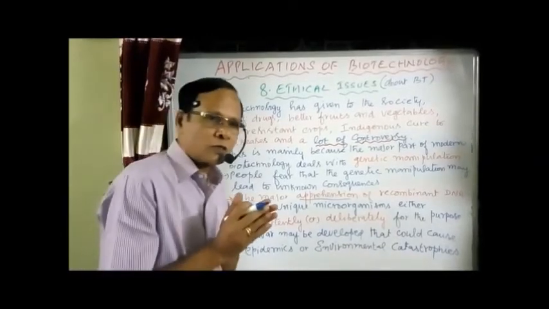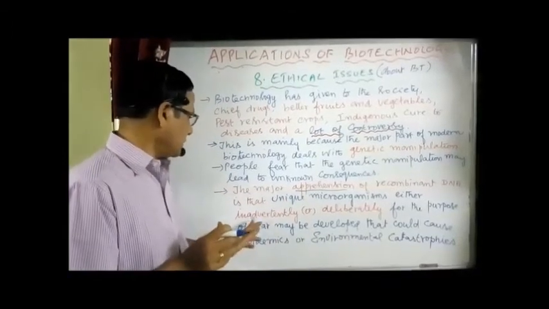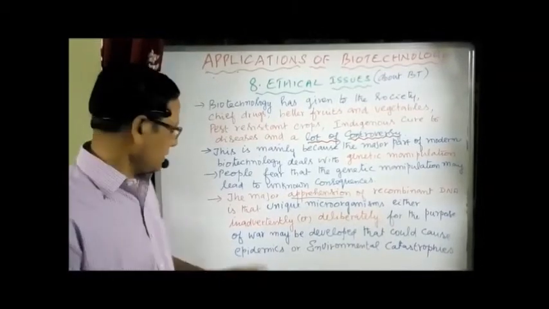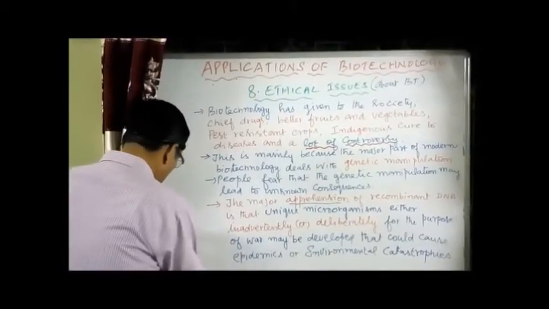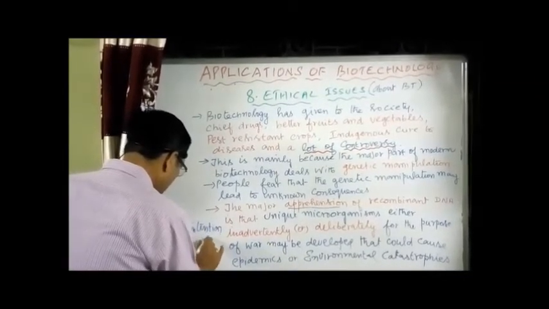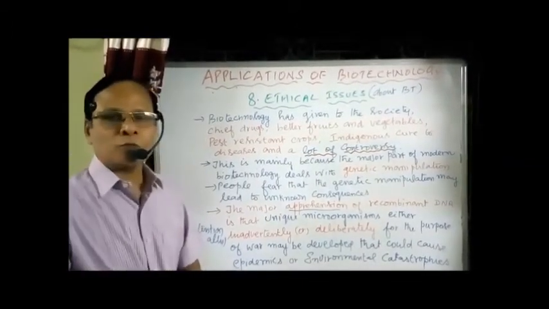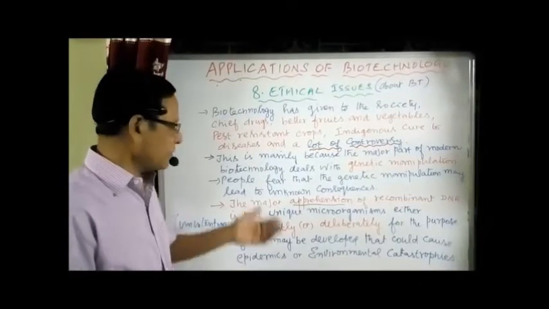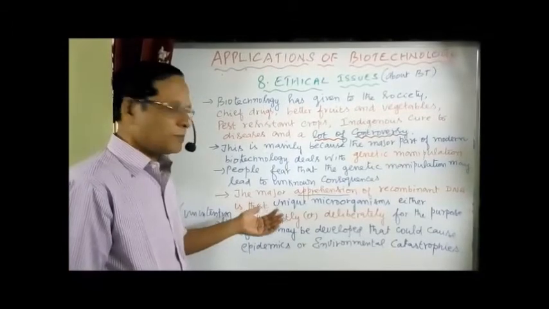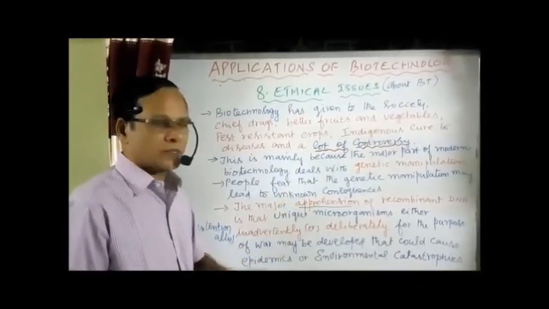Through this, unique microorganisms may be developed inadvertently, that is, unintentionally, or deliberately for the purpose of war. So they develop these microorganisms for biological warfare. They may be developed by people either unintentionally or deliberately.